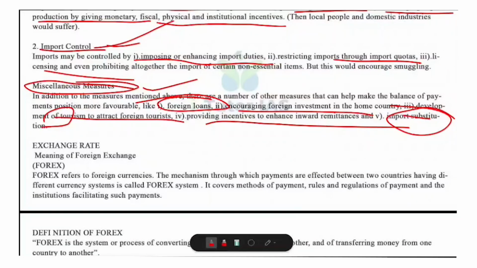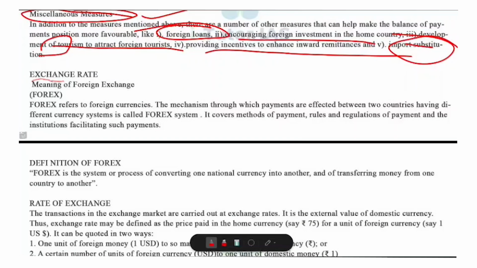We were studying Chapter 7, International Economics, and we had covered till the topic Balance of Payment. And today we are going to start with a very new topic, Exchange Rate and Foreign Exchange. Okay. So, first let us understand what is meant by Foreign Exchange or Forex. Forex means Foreign Exchange.